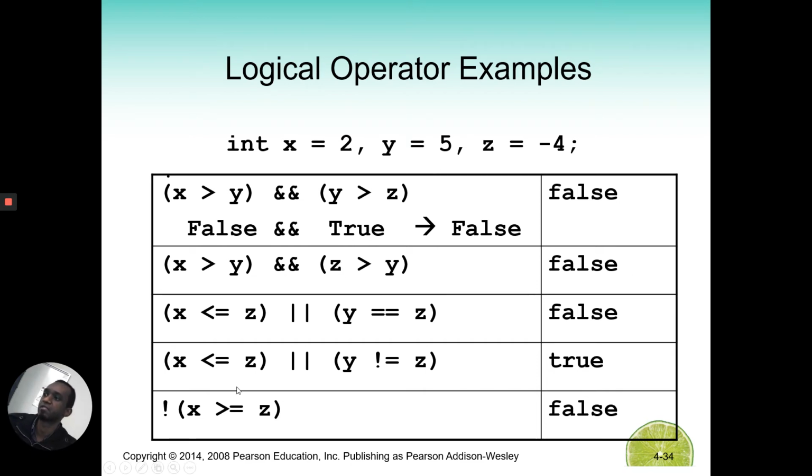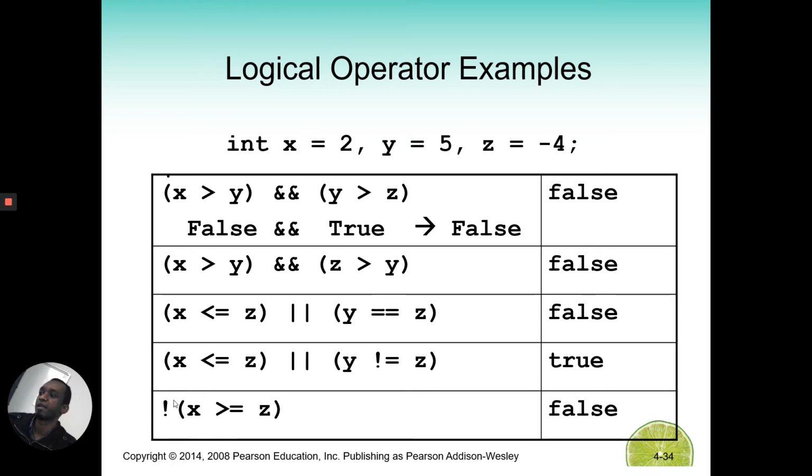Now let's go back to the last one, the third one. X is 2 and z is negative 4. So is 2 less than negative 4? No, so this is false already. But since it's an or, we can still check the next one. Here it says y is not equal to z. This is a true statement. So because this is an or, and here we have a true statement, then this will become what?